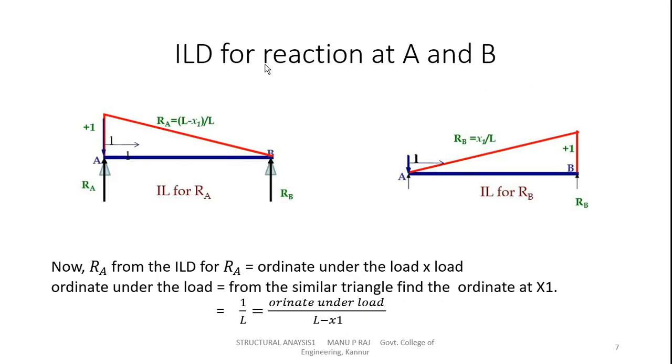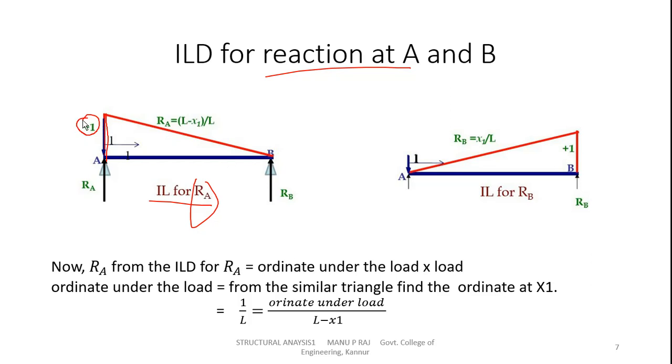Now first, ILD for reactions at A and B. For drawing the ILD for reaction at A, we will push this support A by 1 unit. Then this magnitude is 1, and when you are pushing this end, as the other end is hinged or roller, it won't move, so we get a triangular shape. This is the ILD for RA, and this end has a magnitude of 1 unit.